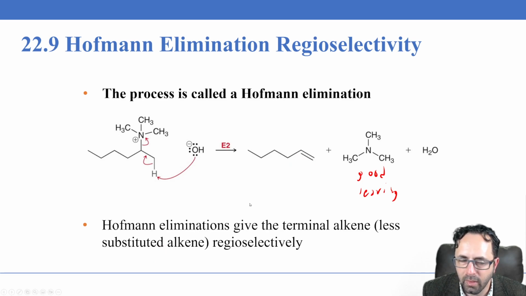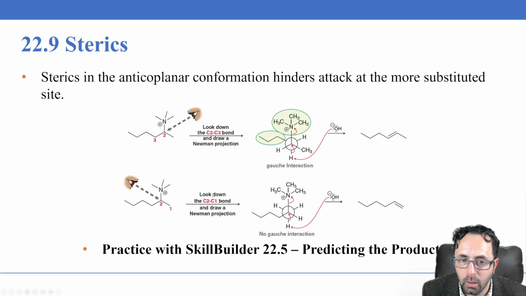selectively. This is something that almost must be memorized in a sense, because although you can work it out, it takes a long time. You want to maybe have worked it out once to demonstrate it to yourself, then just try to keep it in mind that this bulky group is not going to want to be positioned in a way that puts it close to this other bulky group. We can see that if we use a Newman projection.